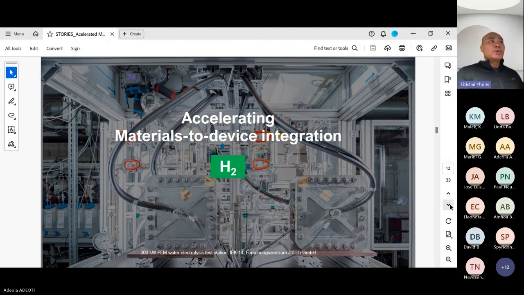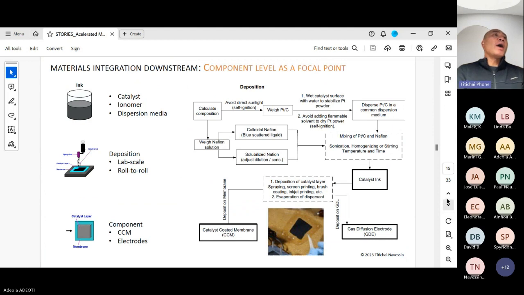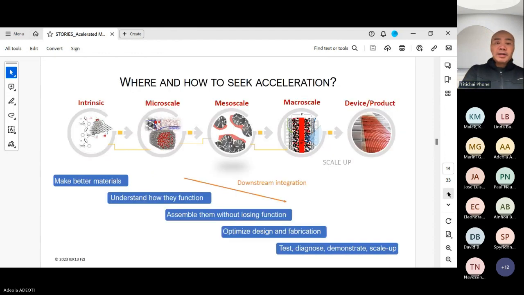It's then pointing to accelerating materials to device integration for hydrogen. And so I'm just going to switch gears and deep dive into the complexity of materials in the next slide, for the complexity of material and properties relationship. So if we go to the slide that talks about where and how to seek acceleration. One slide back. Yes, thank you. So where and how to seek accelerations.